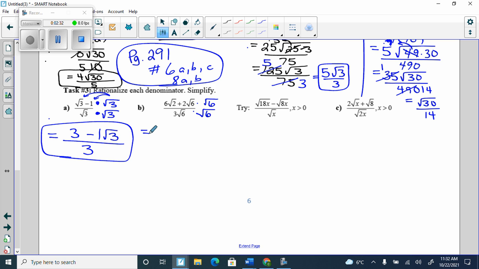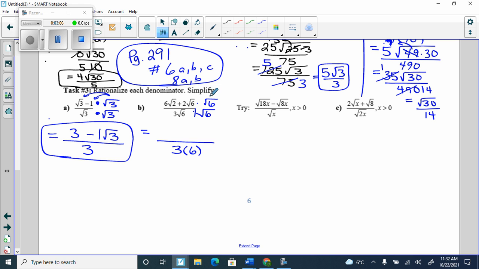So I'm going to get on the bottom 3 times 1, because there's just a 1 in front, so 3. And then root 6 times root 6 is 6. I'm doing the denominator, but yeah, we will do the distributing in the numerator. So we go 3 root 6 in the denominator.